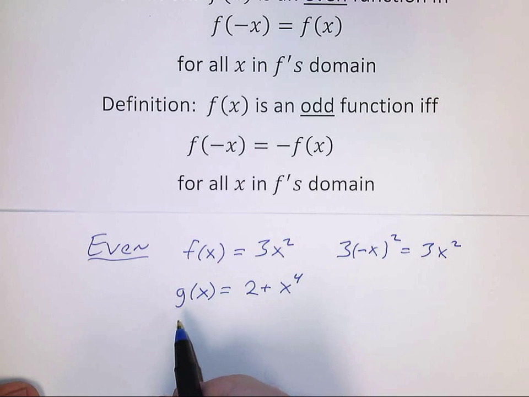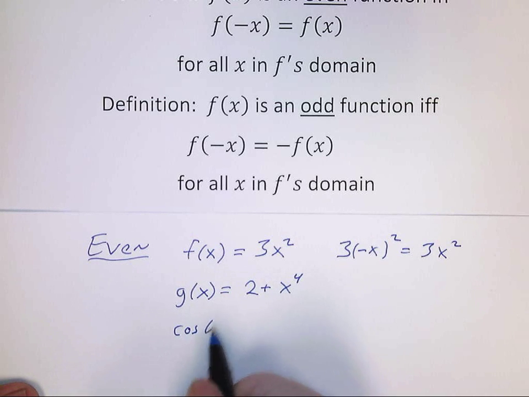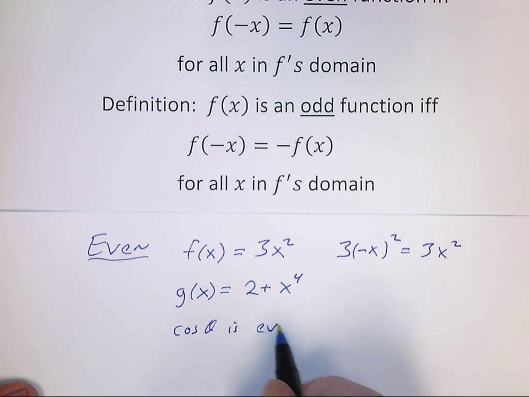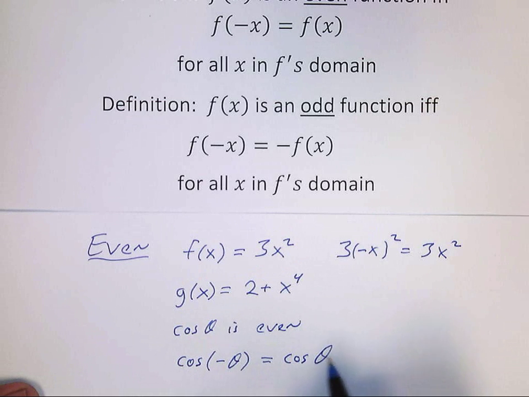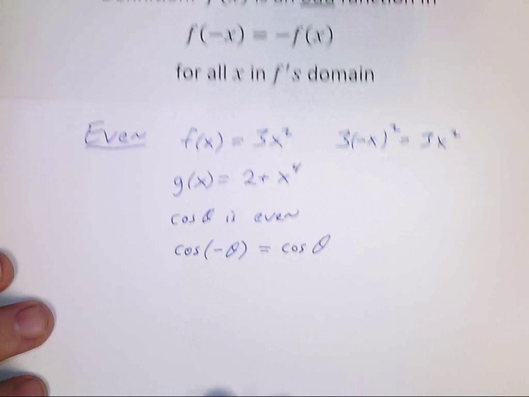Some other ones, for instance, the cosine of theta is even, which means that the cosine of negative theta is the same as cosine of theta. Okay? Now, these even functions have symmetry about the y-axis.